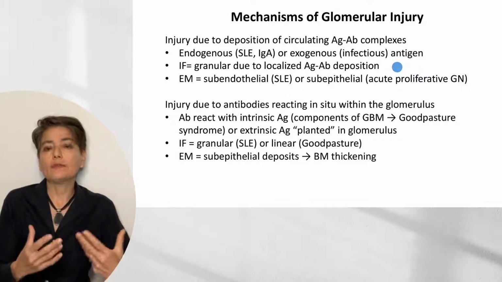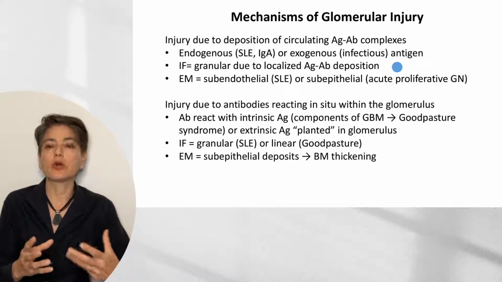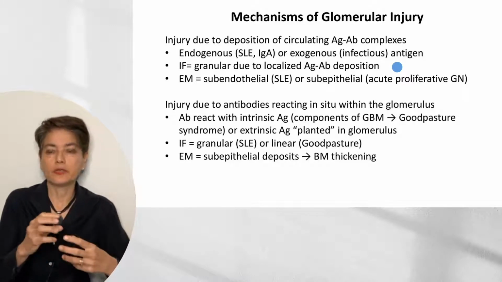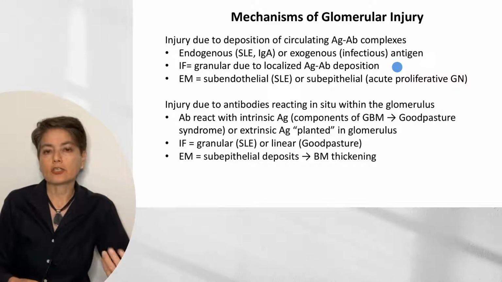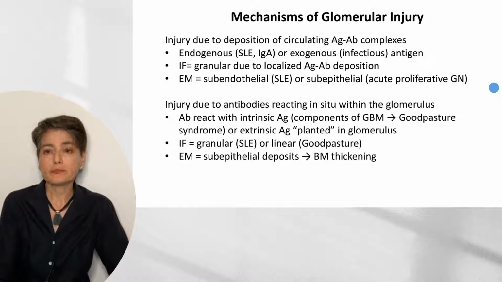If we look at immunofluorescence, what we're going to see is a granular pattern, and this is due to the localized antigen and antibody deposition. It's somewhat stochastic, so it's going to accumulate in some areas. It will appear granular. On electron microscopy, we will see either subendothelial humps, which we can see in lupus, or subepithelial, as in acute proliferative glomerulonephritis. Something to keep in mind is we can also get mesangial deposits, which we'll see in IgA nephropathy.